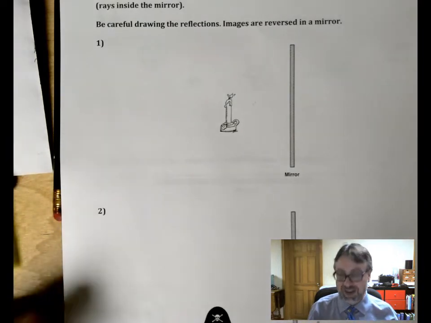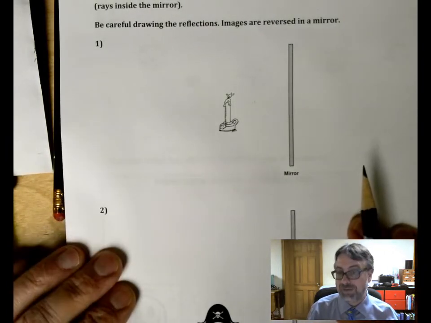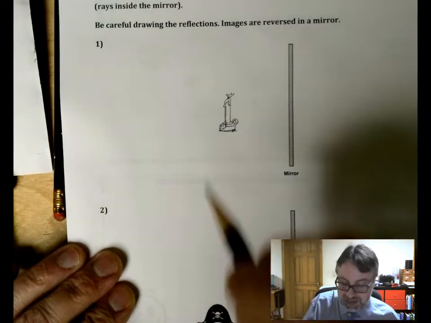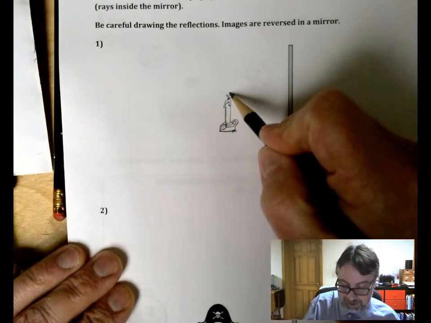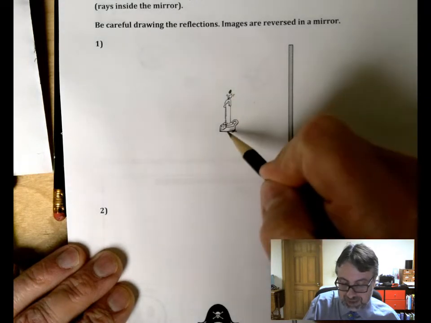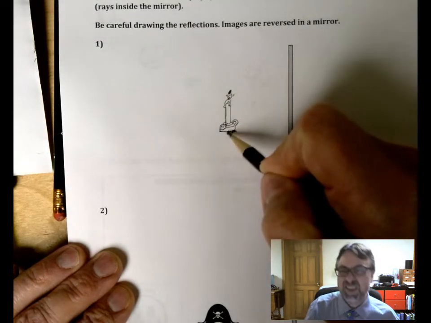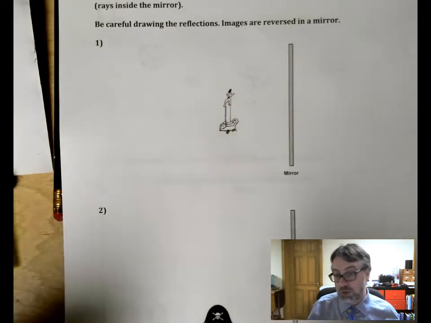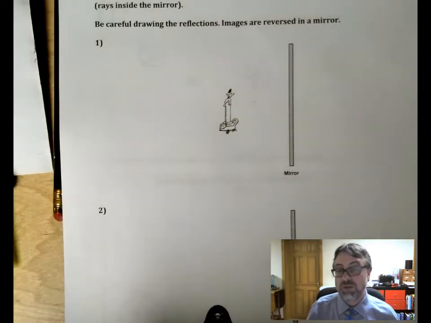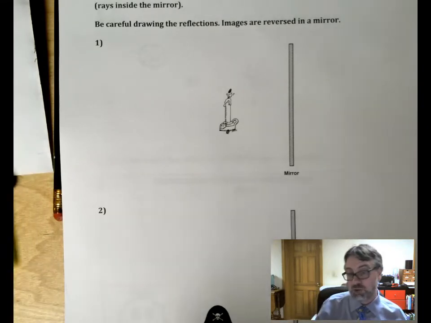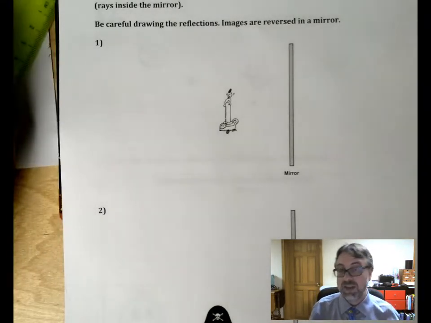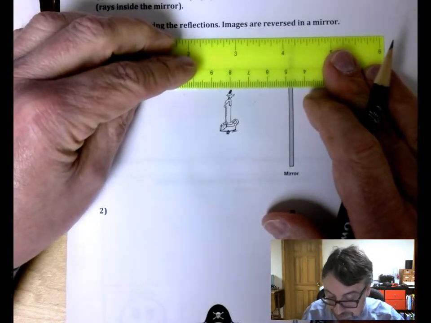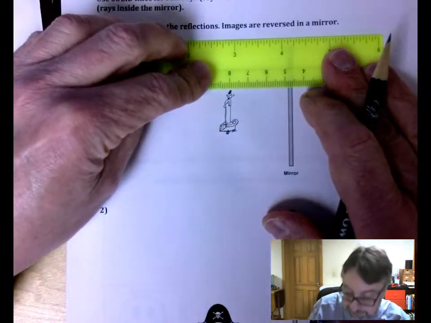So on this candle, I'm going to choose 2 spots where I want to figure out where the image will be. I'm going to look at the top of the candle, and I'm going to look at the bottom of the candle. And I can send rays in any direction from these 2 points, so I just want to choose a simple one at first. Now I'm going to use my ruler, and I'm going to send a ray straight to the mirror, along basically the normal line.